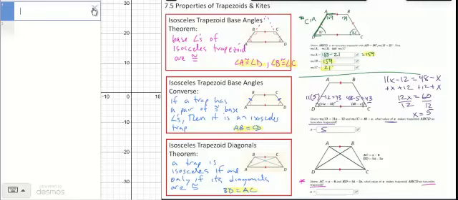Okay, so if you have a quadrilateral with congruent diagonals, a rectangle is one example of that, right? If it's a parallelogram with congruent diagonals, you have a rectangle. If it's a trapezoid with congruent diagonals, then it's an isosceles trapezoid. So here AC and BD would have to equal each other for this to be the case.